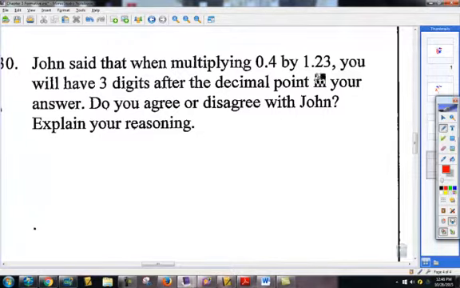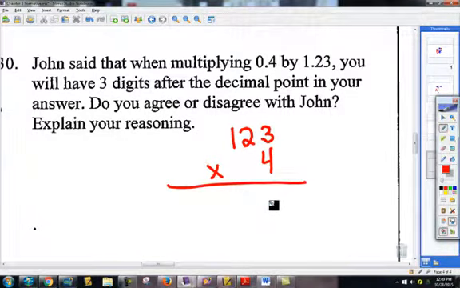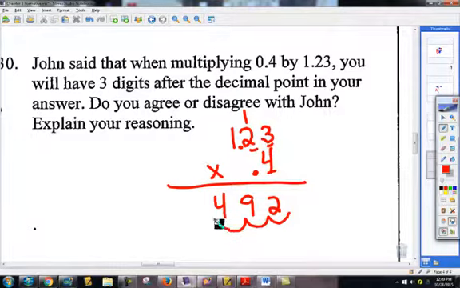Now, I don't know about you guys, but I think it's just easiest to go ahead and do the problem, right? So what I did is I said, okay, that's going to be 123 times 4. So then 2, carry 1, 8, 9. 4 times 1 is 4. Everybody can see where I got that? Now we'll put the decimal back in. So then I say, well, I have 1, 2, 3 numbers to the right, so 1, 2, 3 numbers. Okay? So, do we agree with John?